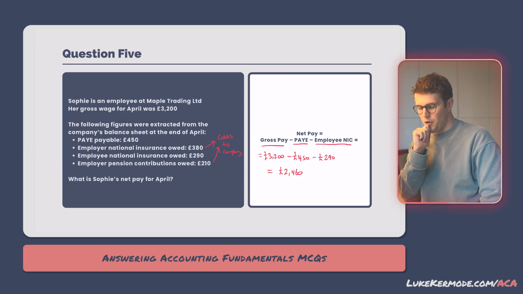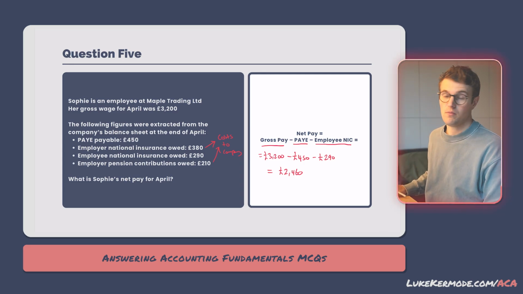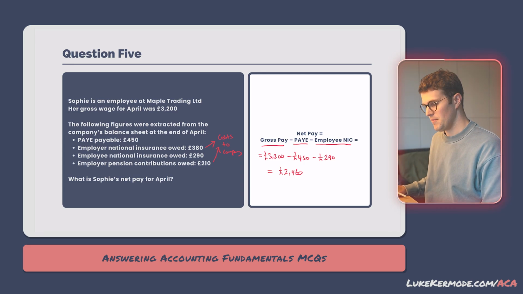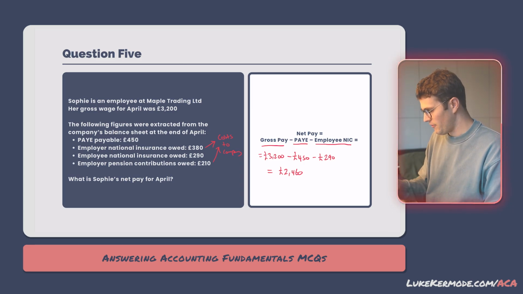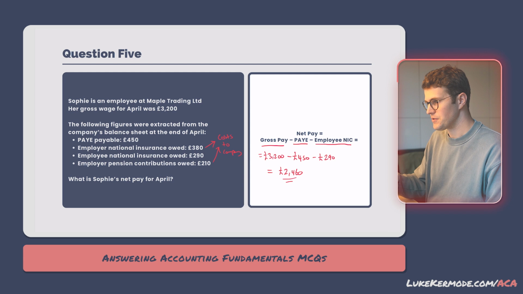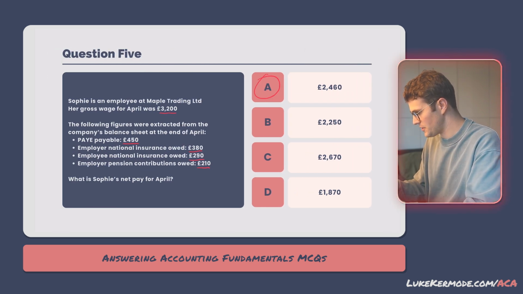Those numbers you would use typically in a calculation to bridge from gross pay to total employer payroll costs. You don't use them to deduct gross pay to get to net pay. So our take-home pay for April was £2,460, so option A is the correct answer.